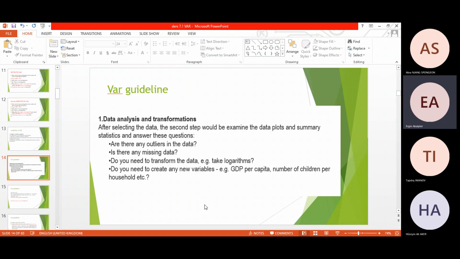After selecting the data, the second step is to examine the data, plots and summary statistics, and answer these questions. Are there any outliers in the data? Is there any missing data? Do you need to transform the data, for example, take logarithms? And do you need to create any new variables, for example, GDP per capita, number of children per household, etc.?